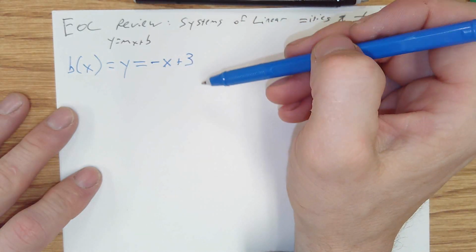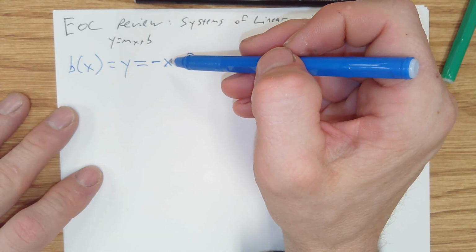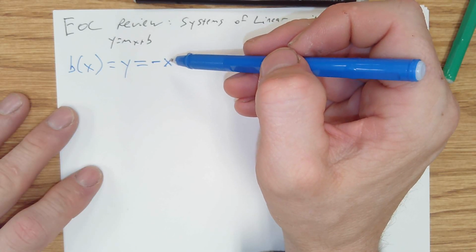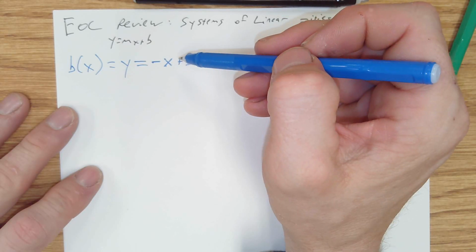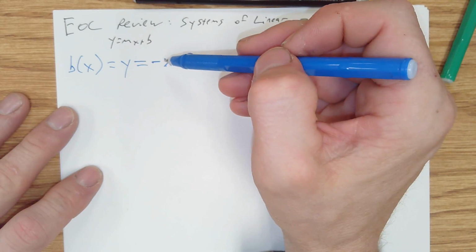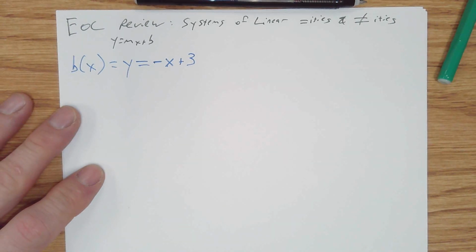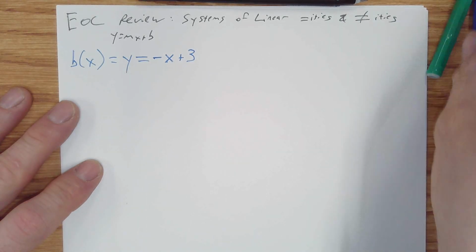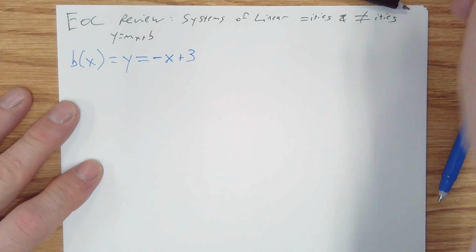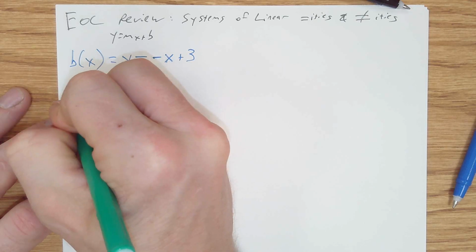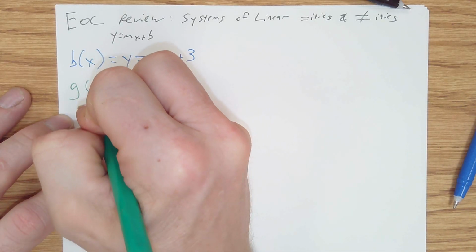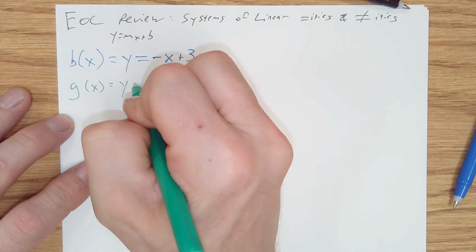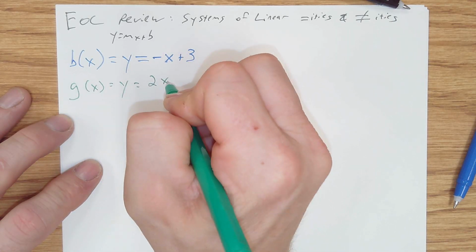So this means that this has a 1-to-1 change in x, so every time x goes up by 1, y changes by 1, but in the negative direction. We'll show what that looks like in a second. And then my green function, which is a function of x, it equals y. So when I plug in x, I'll get a y, and it is 2x minus 3.